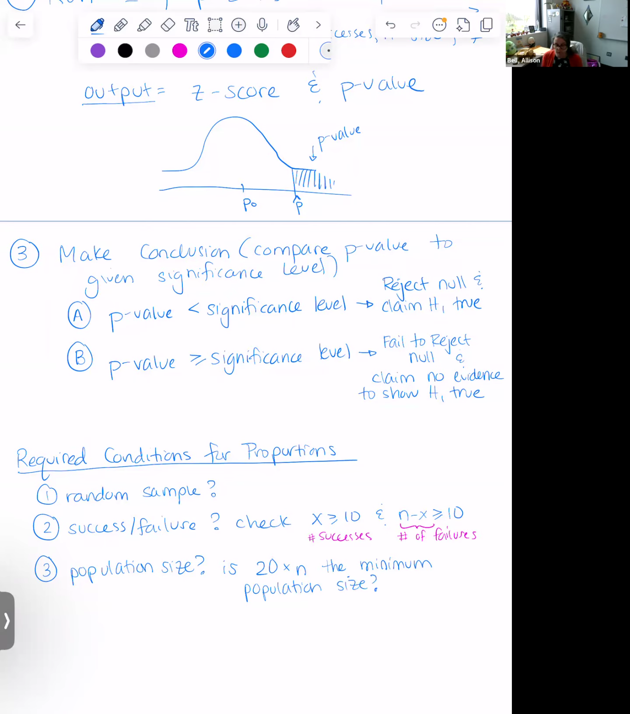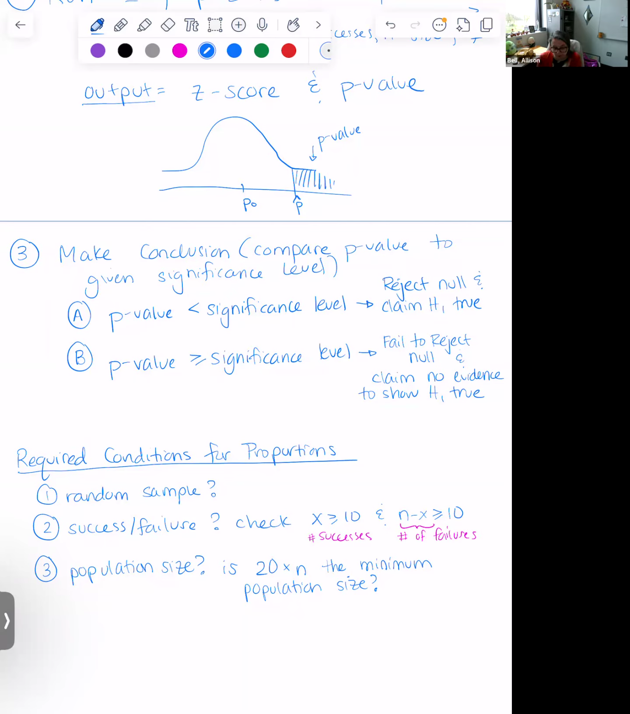So we really want the sample size to be big enough. That's what the success failure is checking. But we don't want it to be too large, because if the sample size is too large, then we run into some issues in terms of being able to consider that all the people in the sample are independent from one another. And we really do need that in order to be able to make these conclusions.